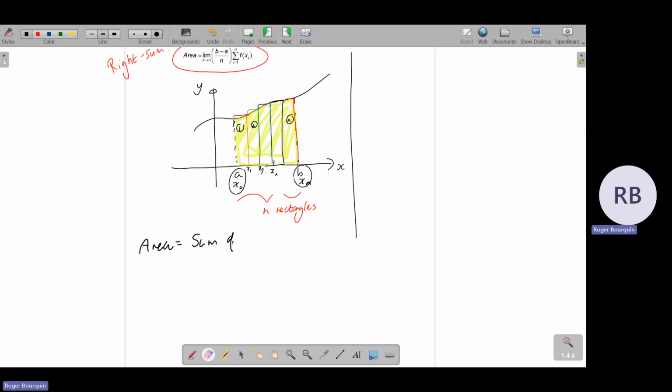Do you agree with that? The area is going to be the sum of all the rectangles. Do you agree? In this case, I've got n rectangles. The area will be the sum of the n rectangles. Capish?